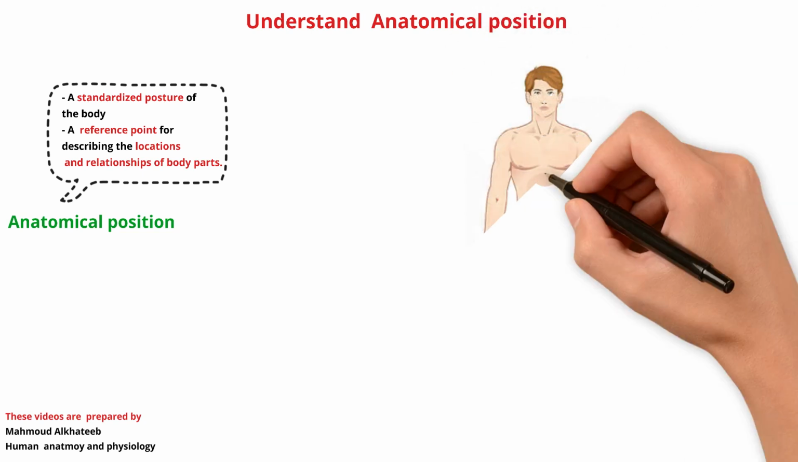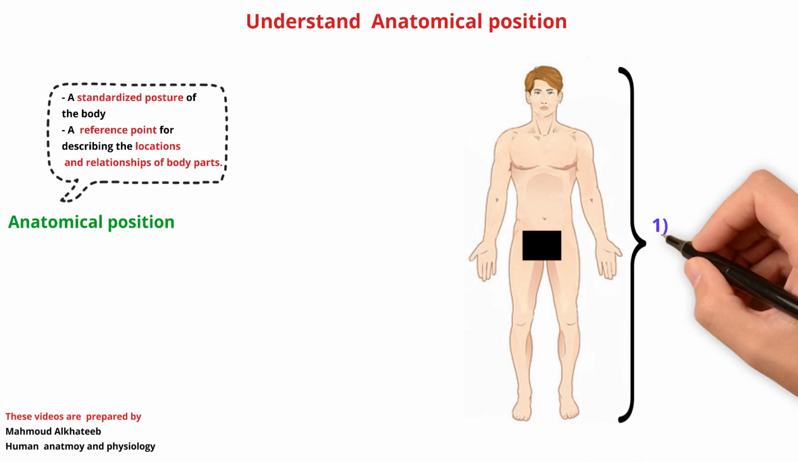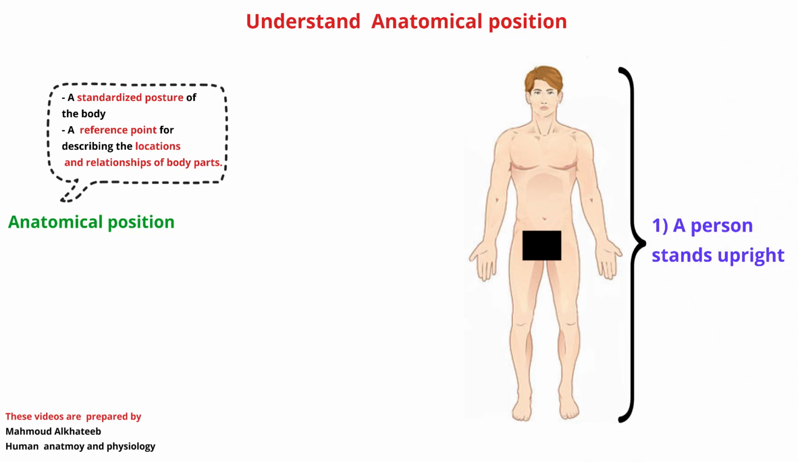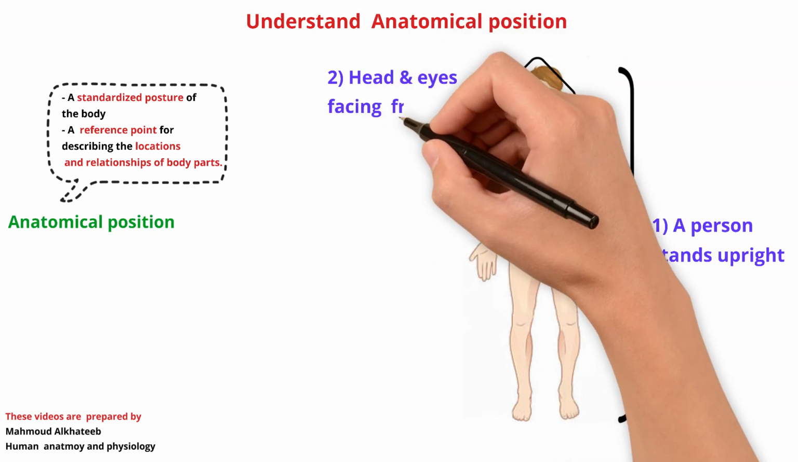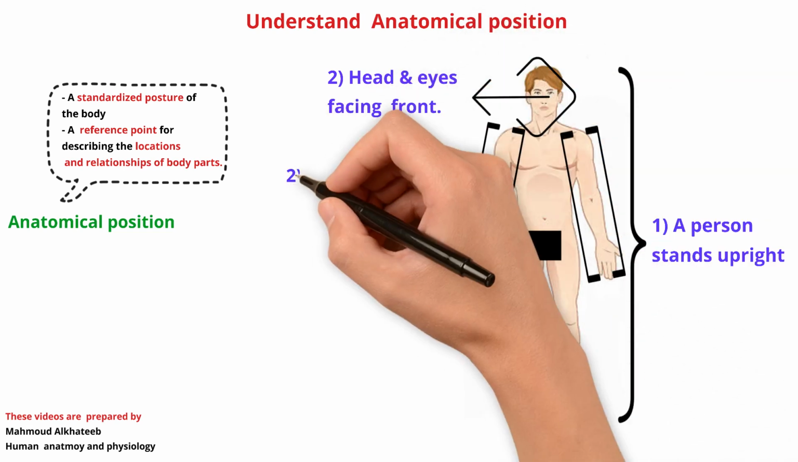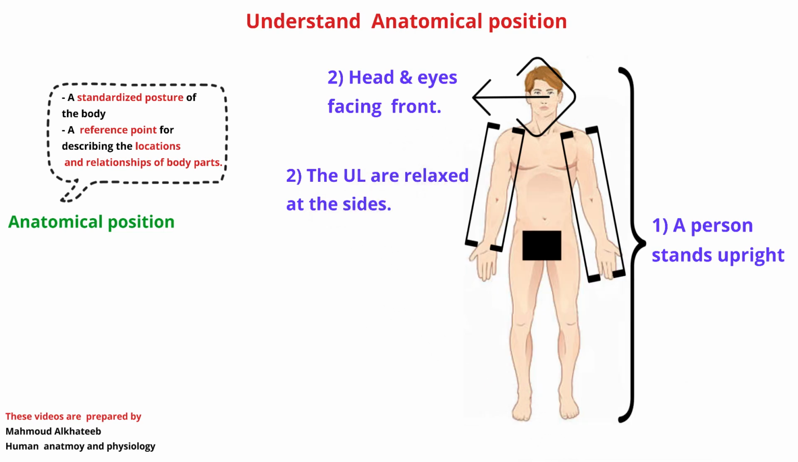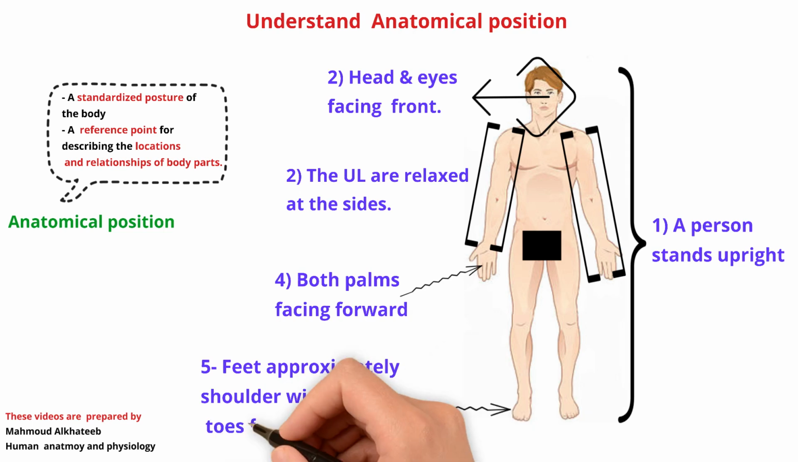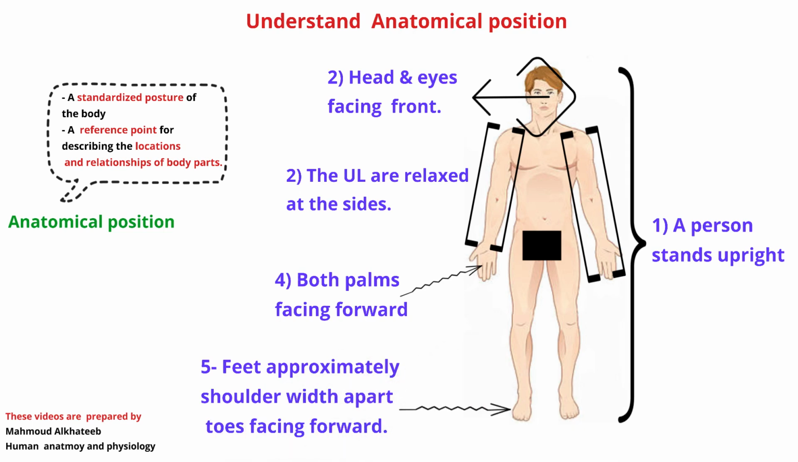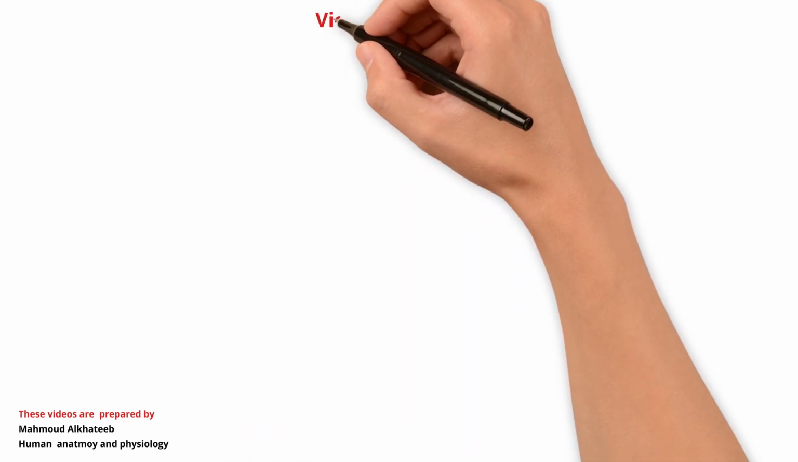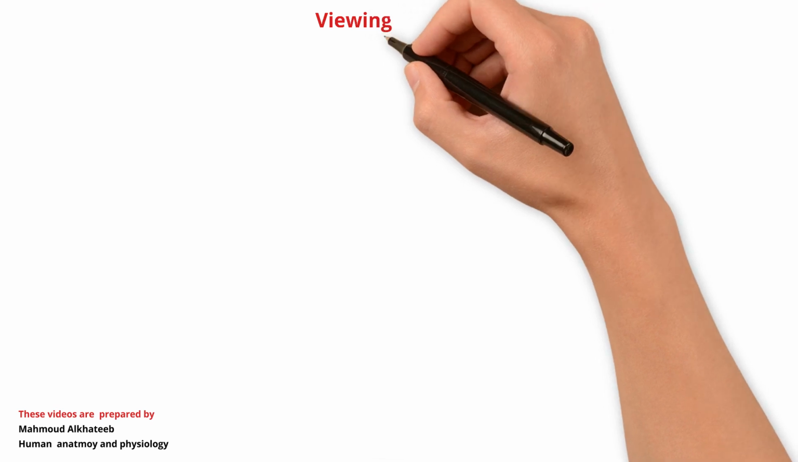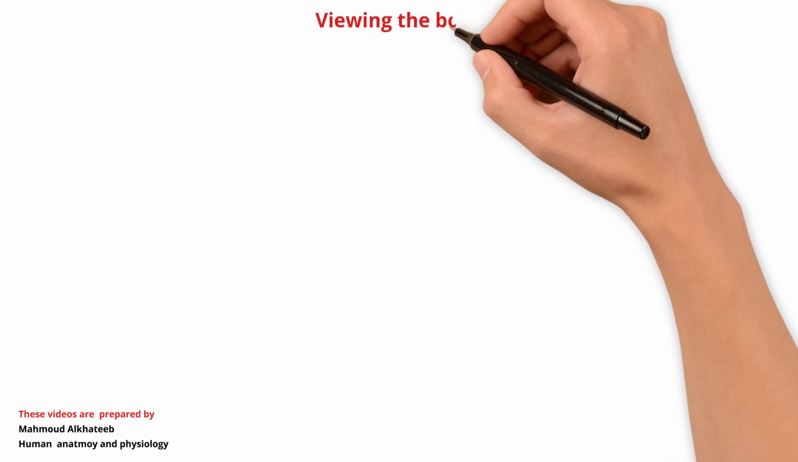In this position, the body is standing upright or erect. In addition, the head and eyes should be directed straight ahead. Concomitantly, the upper limbs are relaxed at the sides of the body with the palms facing forward and not rotated. The feet are approximately shoulder width apart, with the toes pointing straight forward.